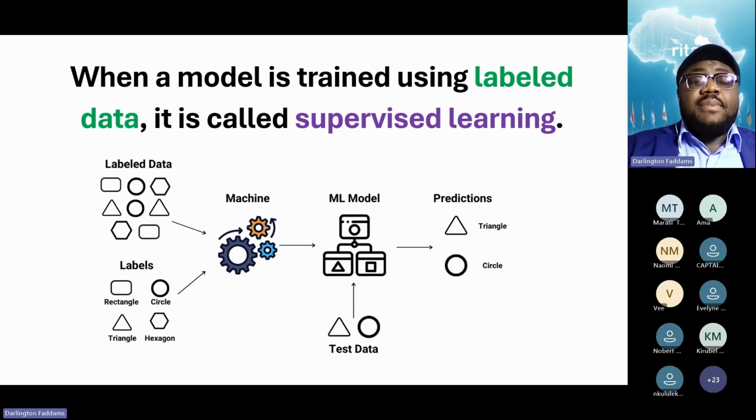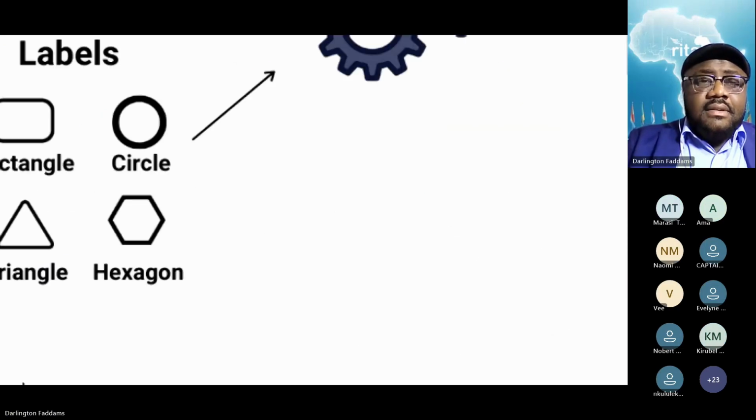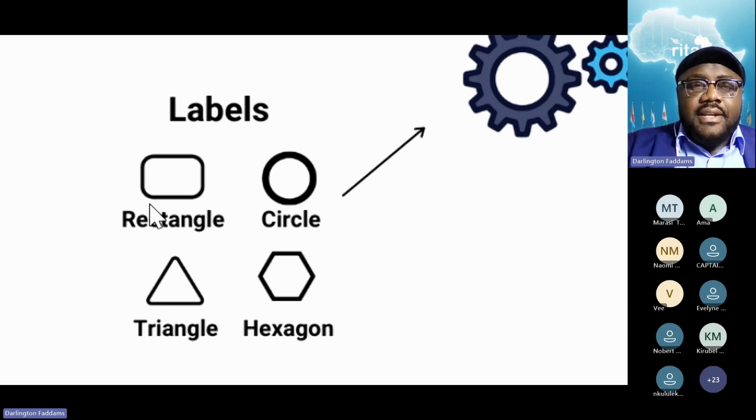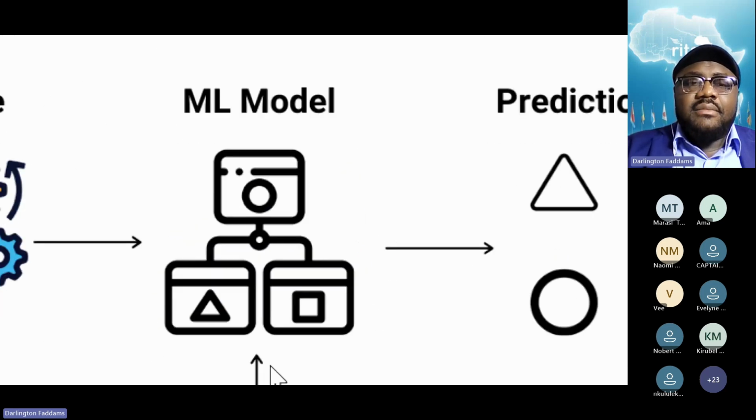So in this diagram you see here, we have labeled data. With this data set we are teaching the model that when you see this shape, this is a model that will look at shapes. This shape is called a rectangle. This shape here is called a circle. This shape is called a triangle, and this is a hexagon. So we use that to train our model. We choose an algorithm, and now we have a model.